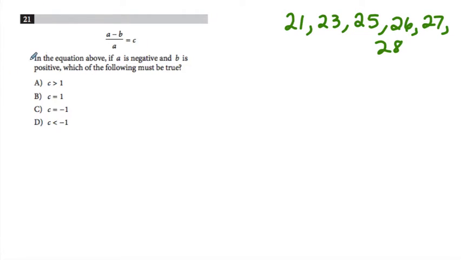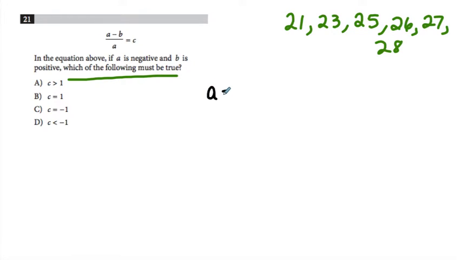So number 21 says, it gives this equation with variables in it, (a minus b) over a equals c. In the equation above, if a is negative and b is positive, which of the following must be true? And this is a great question to actually come up with some values for a and b and see what happens. So I'm going to let a be what it asks it to be, negative.